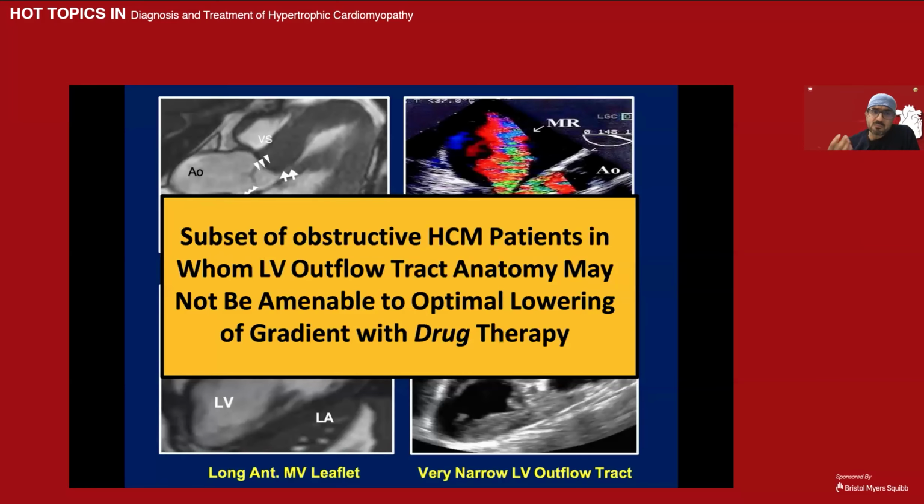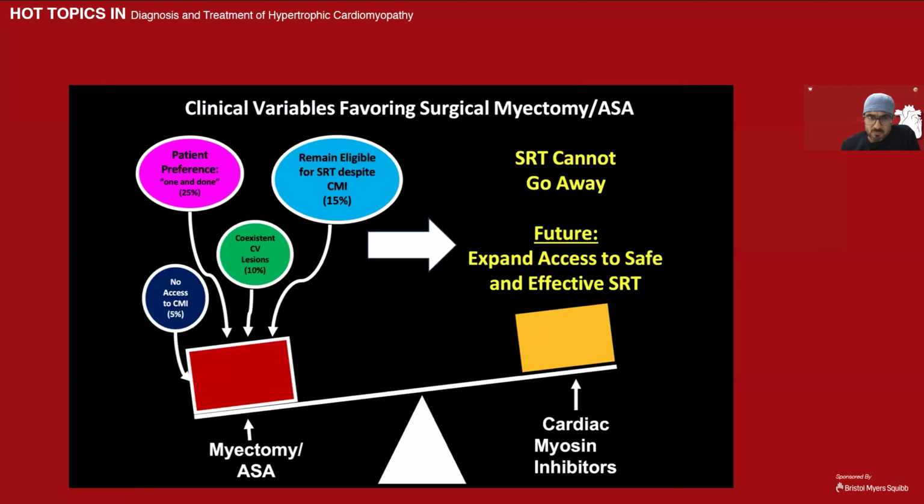We know there is a subset of obstructive hypertrophic cardiomyopathy in whom the LV outflow anatomy may not be very amenable to optimal lowering of gradient with drug therapy. Patients with a long anterior mitral leaflet, patients with a very narrow LV outflow tract, those patients may not benefit as much from myosin inhibitors as from septal reduction therapy.